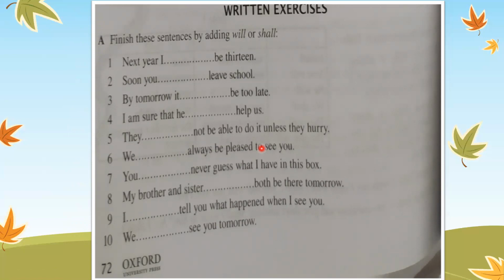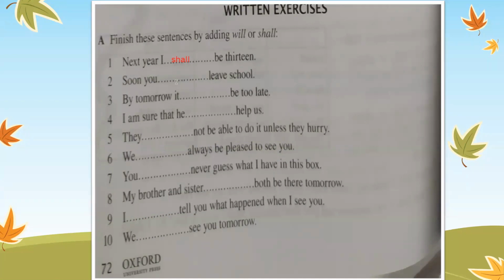On page number 72, we have exercise A: finish these sentences by adding will or shall. Now what we have to do is put shall or will over here. How will you do it? For example, dear students, I will write over here for your help, for your ease. Next year, I dash be 13. So you can say shall: I shall be 13. This is also very easy for you to write: I shall be 13.